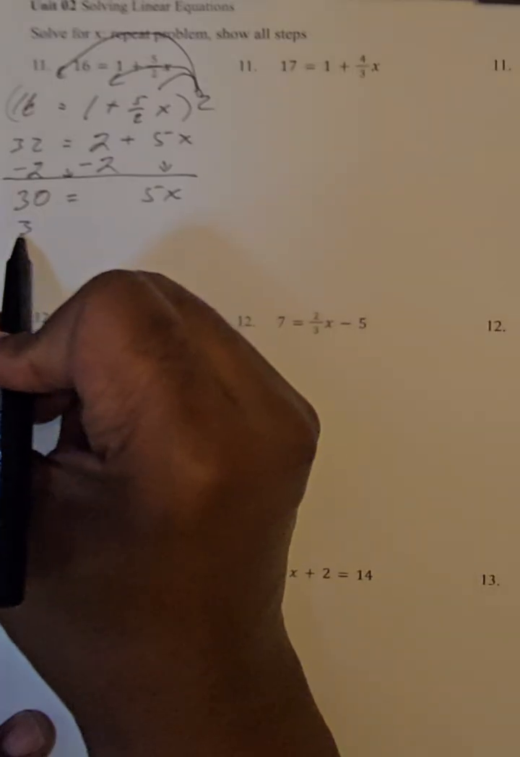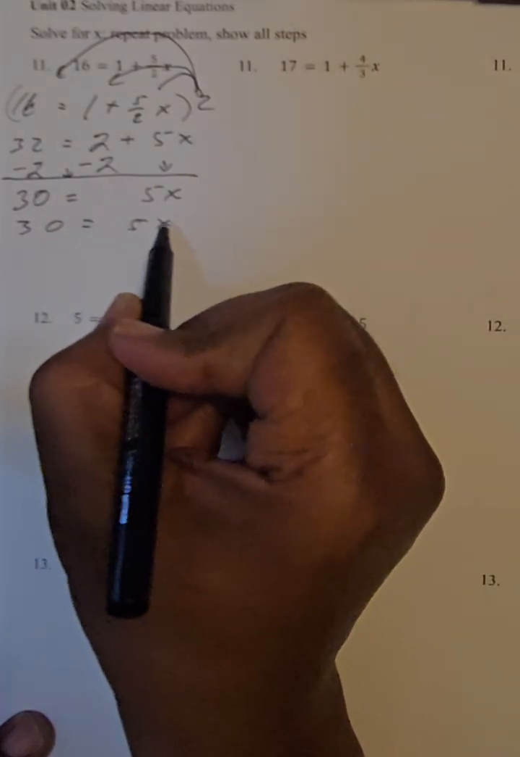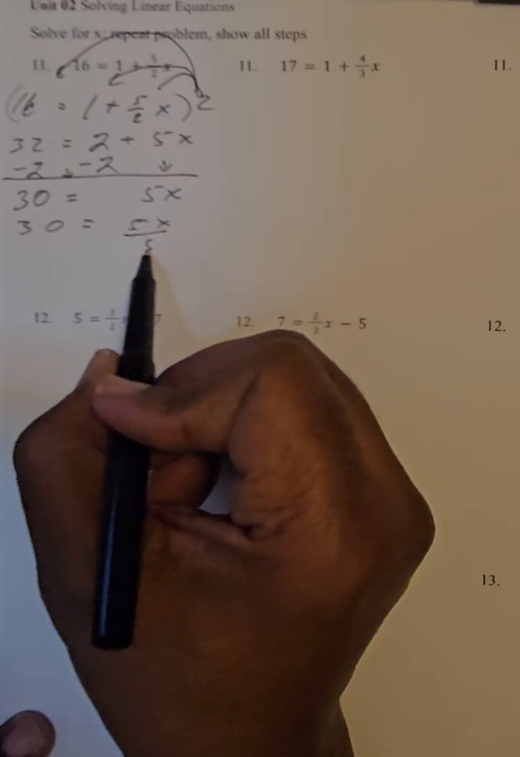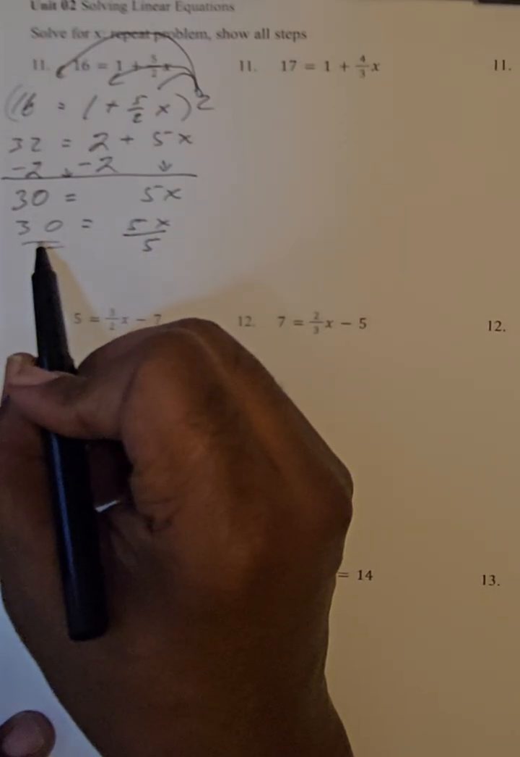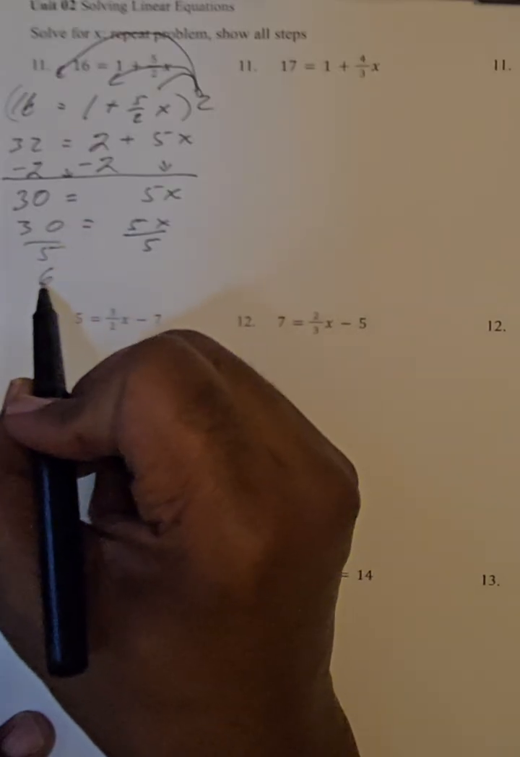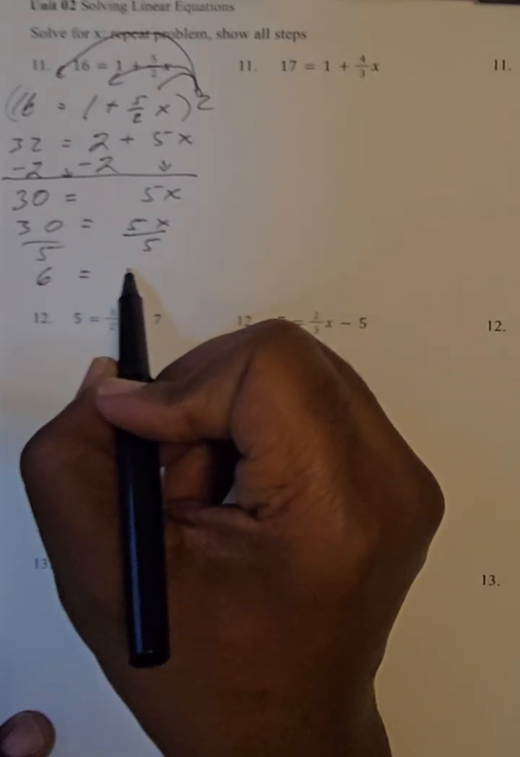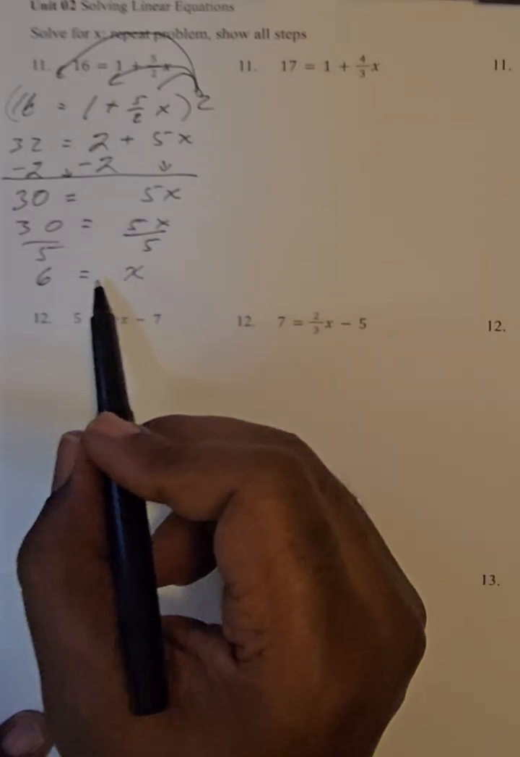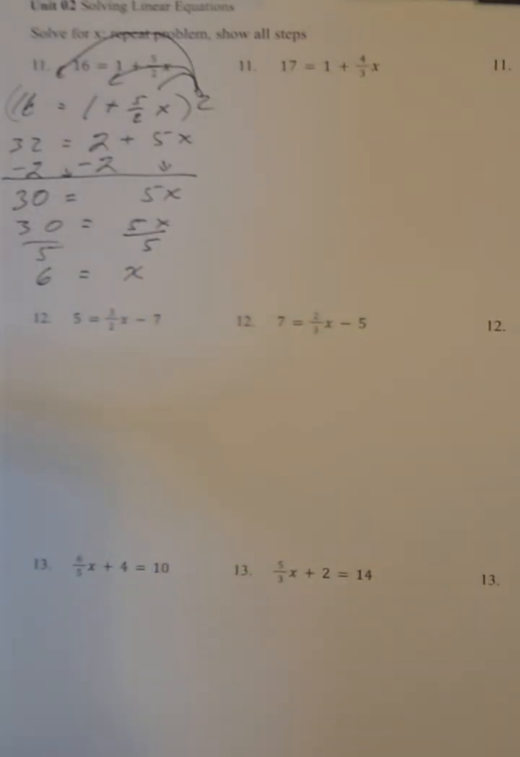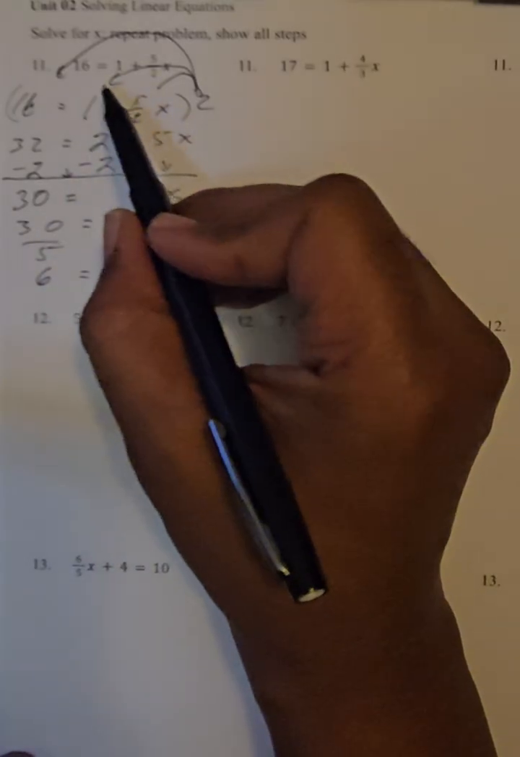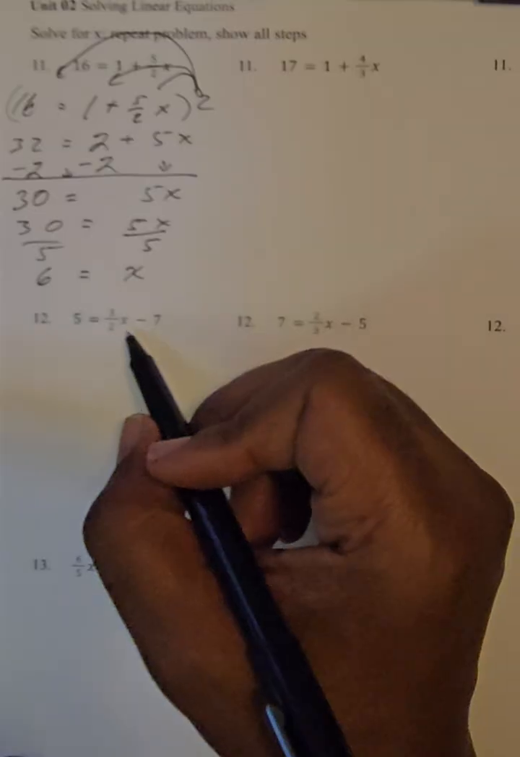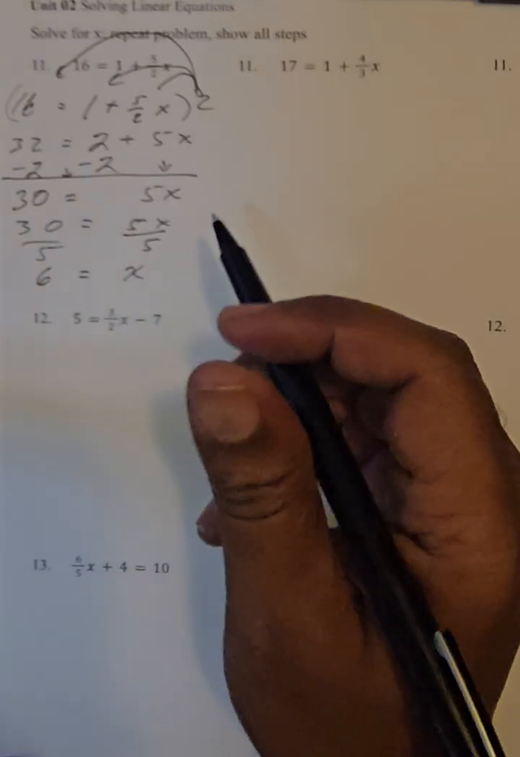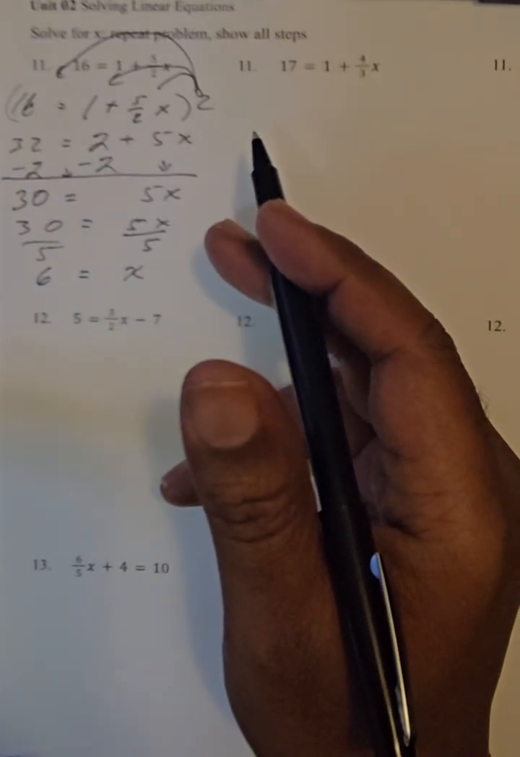Now, we're going to take the 30 equals 5x, and we're going to divide both sides by 5 in order to get our 1x. So, 30 divided by 5 divides evenly, so we'll get 6 equals, and this will be 1x, and I'll neglect to write the 1 since it's understood. So x is 6. So 16 would equal 1 plus 5 halves of 6. Well, 5 halves of 6 is actually 3 times 5, which is 15. 15 plus 1 is 16.